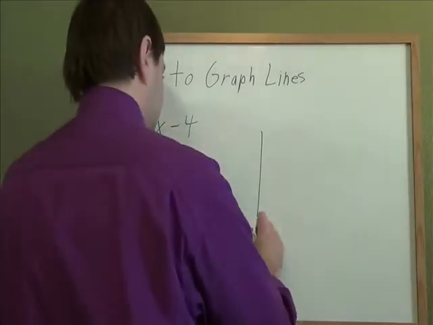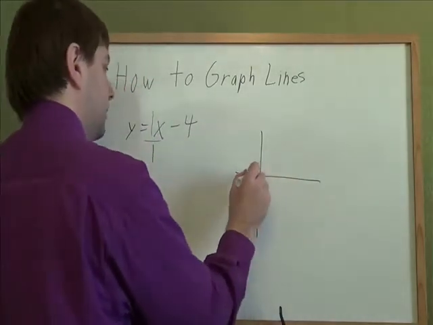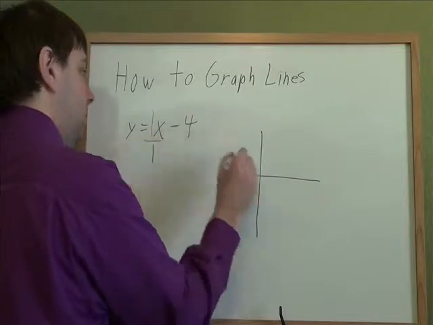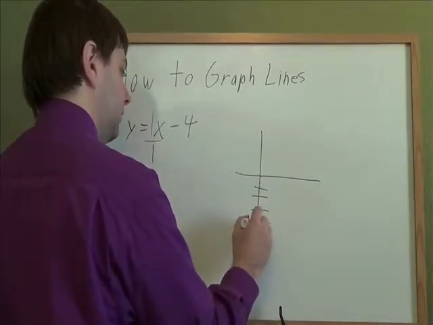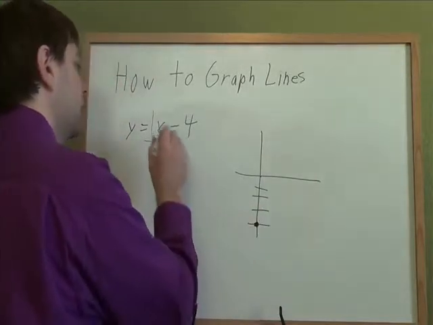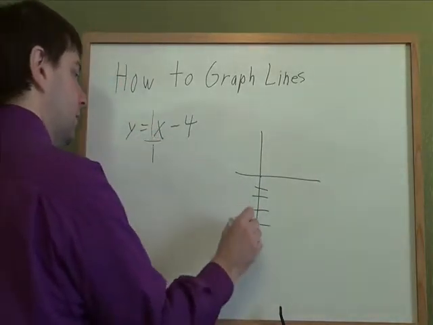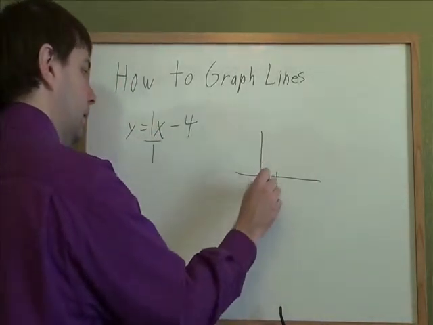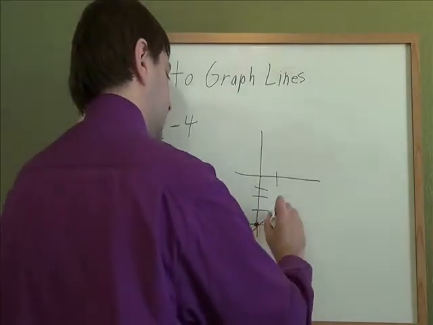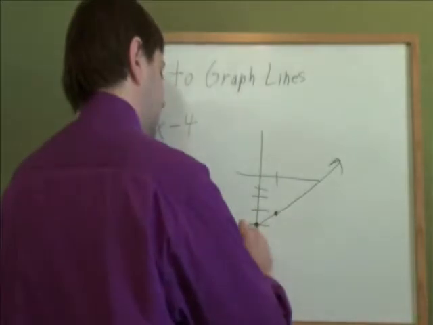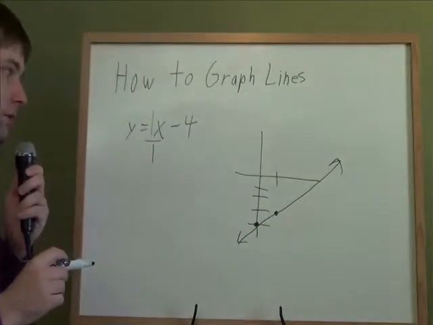So to draw this, to get our first point, we're going to go down 4 from the origin and put our first point there. And our slope's 1 over 1, so from this point we're going to go up 1 and right 1. And that is the graph of y equals x minus 4.